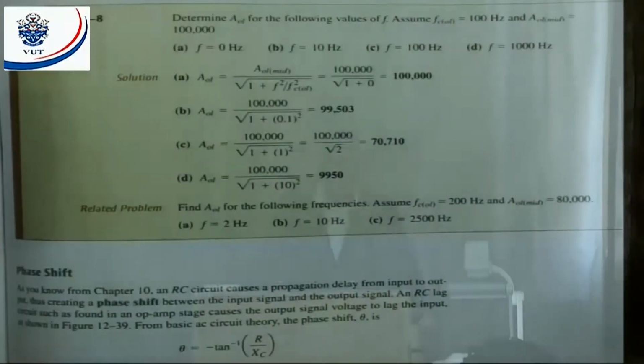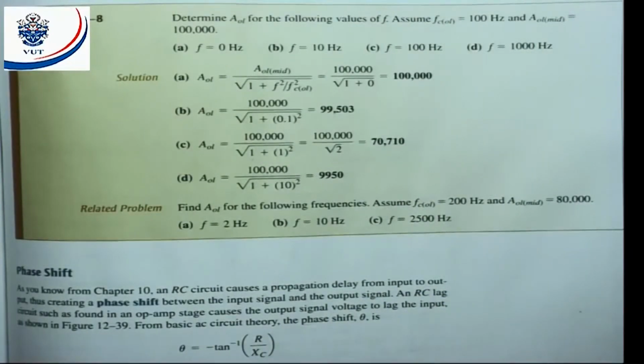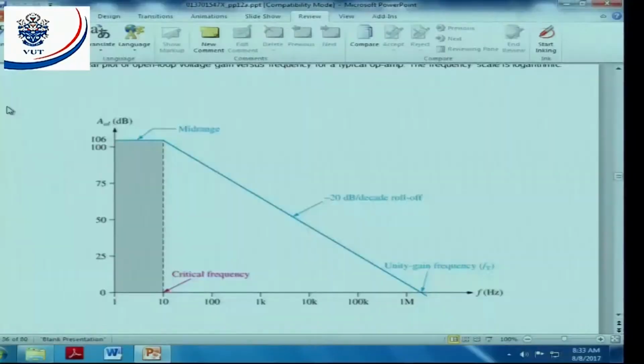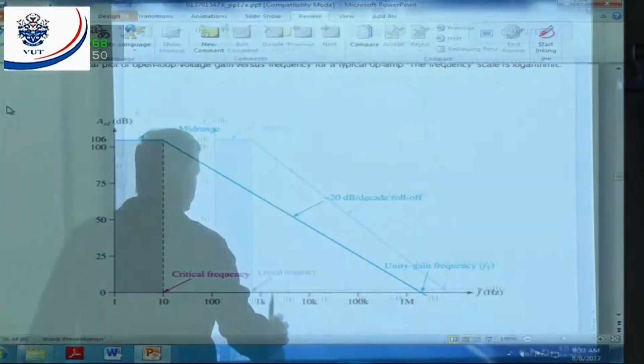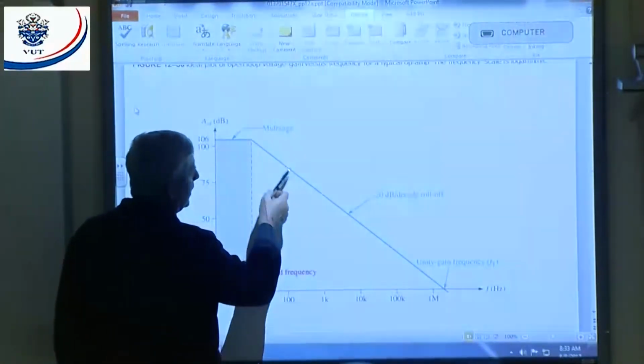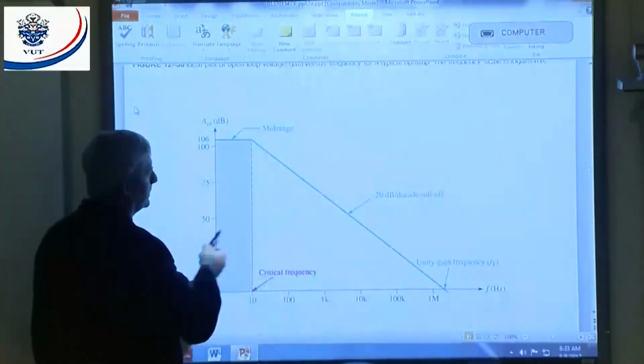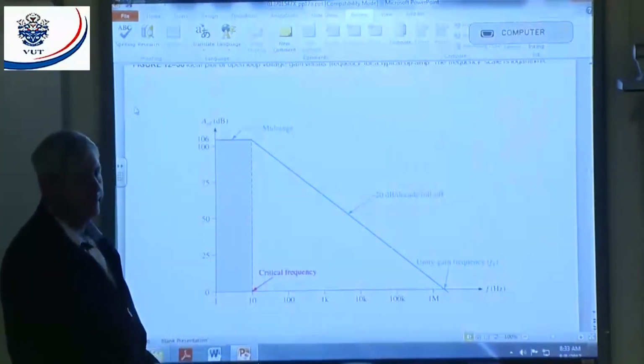Normally, you say that the higher the frequency, the lower the gain. Yes, but this one got higher gain. What is the higher? No, that is 70,710, not 70 comma that. That is 9,950. There you had 100,000. You with me? That is not 100,00. That is 100,000. That is 99,503. That is 70,710. And that is 9,950. You with me? All right.